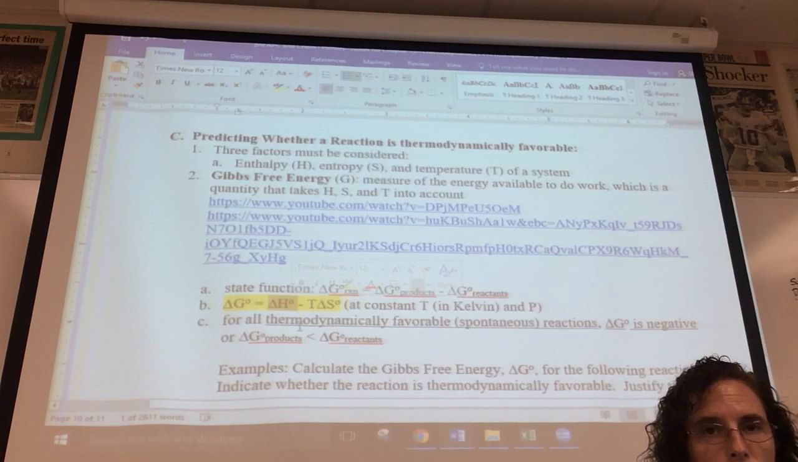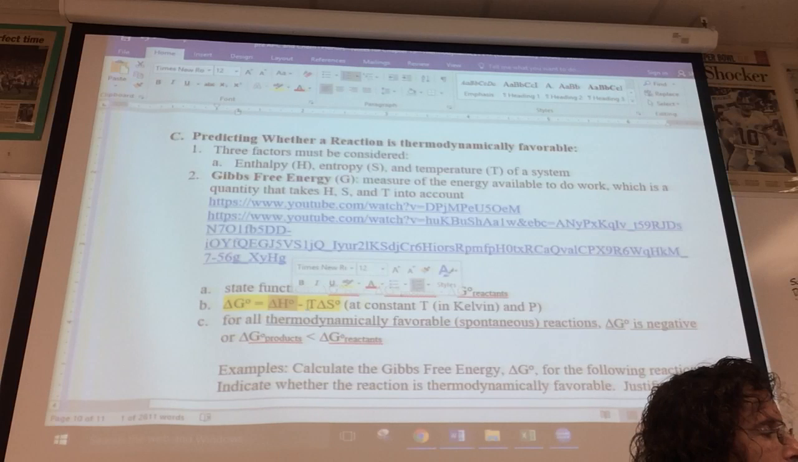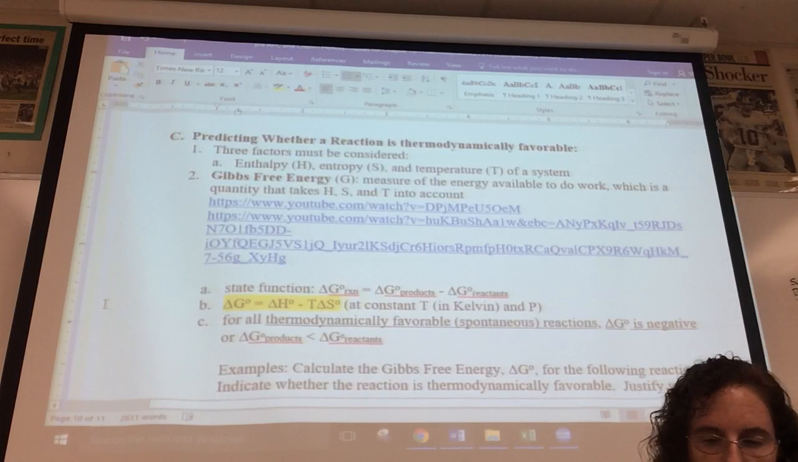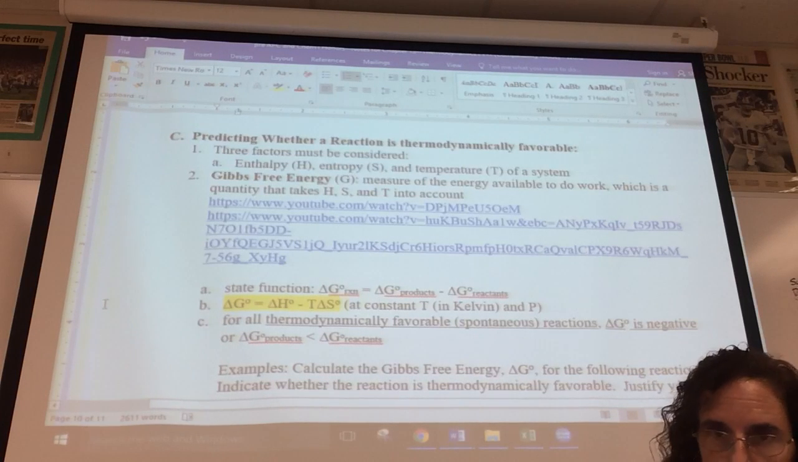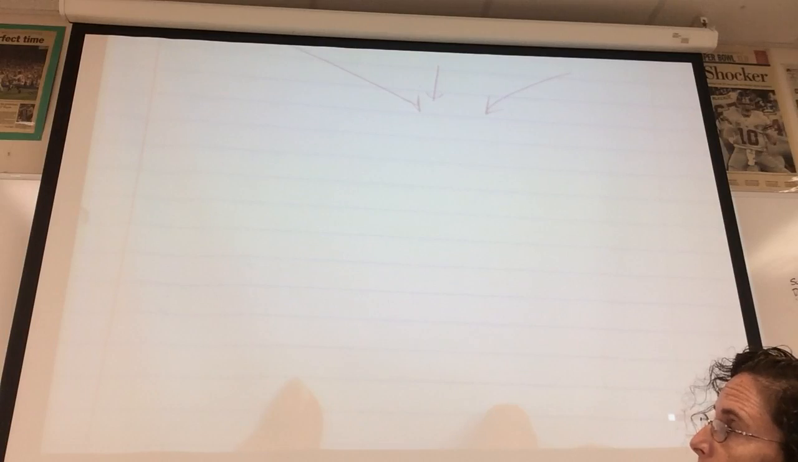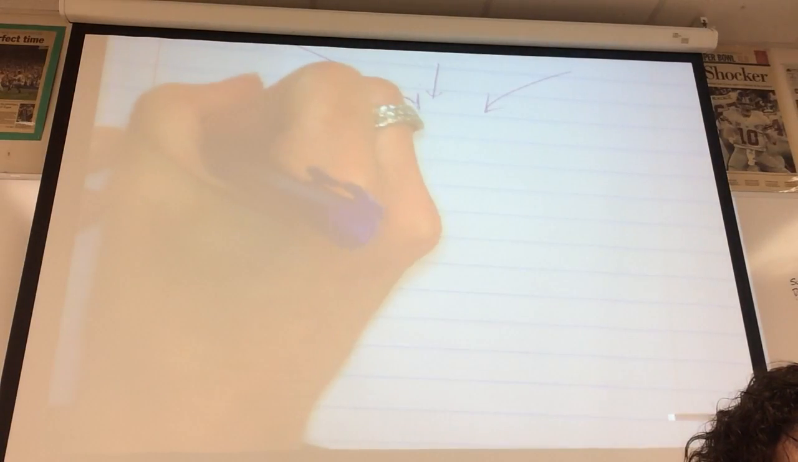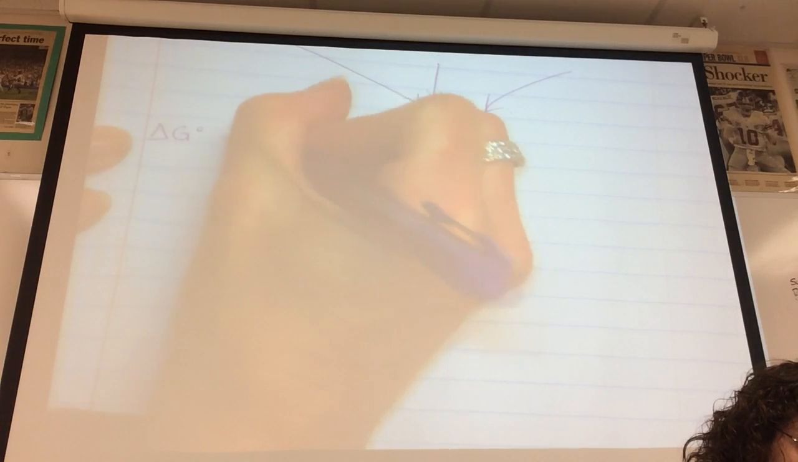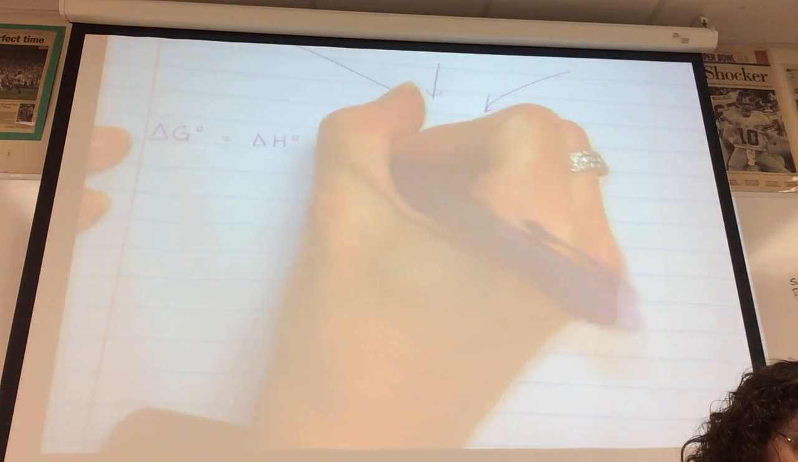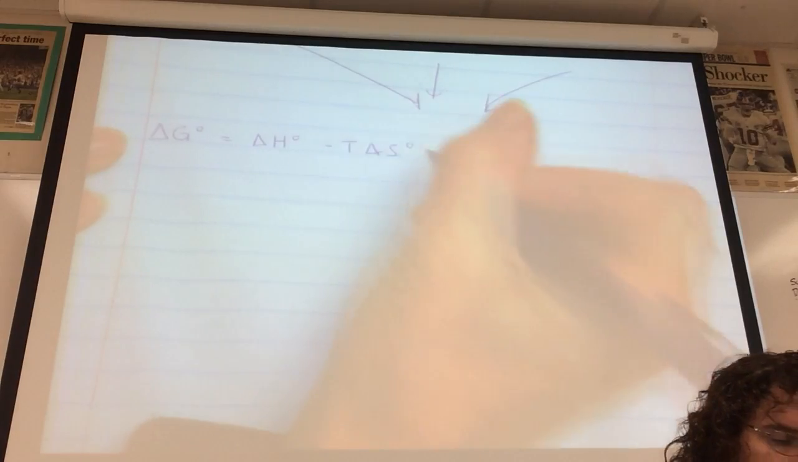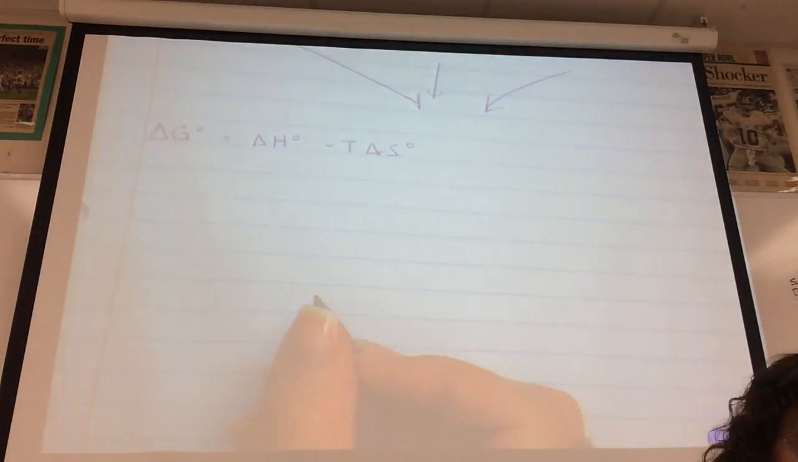Delta H, the change in enthalpy, minus the temperature times the change in entropy. A couple of things you need to remember here to have great success with this type of problem, which most of the kids find to be extremely simplistic. So delta G is equal to delta H minus T delta S. A couple of things you have to be very careful of.